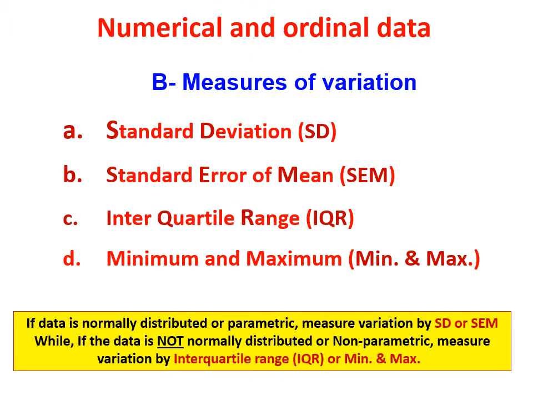Next, how to express measures of variation. Number one, standard deviation, and number two, standard error. Standard deviation and standard error are used to express the measure of variation in parametric data, while interquartile range and minimum and maximum are used to express the measures of variation in non-parametric data. And we will discuss this in detail.